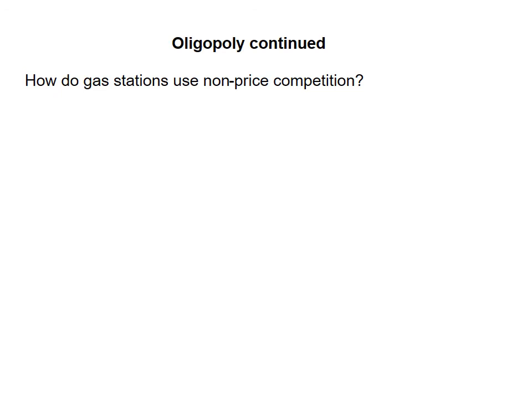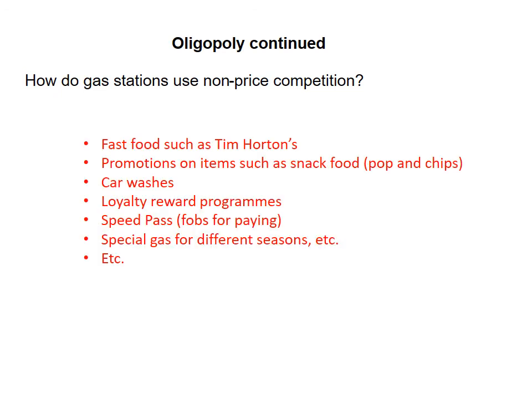Okay, so if we look at how gas stations use non-price competition, just think of where you may typically go to fill up your vehicle. Sometimes they have fast food outlets such as Tim Hortons. They might have promotions on items such as snack food, pop and chips, window washer fluid, antifreeze, and so on. But I've never gone into a gas station and heard, hey, we're having a sale on gas. No, they'll have a sale on something else, but not their own product.